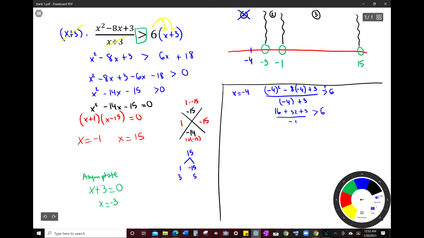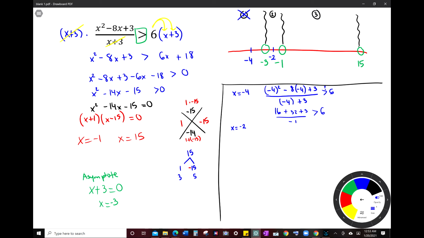It doesn't work. Right now I will pick a value between the interval negative 3 and negative 1, or I will pick a value in the second region. Okay, either way you call it. So I'll pick negative 2. So I will try it out and test it out. So I have x equals negative 2.